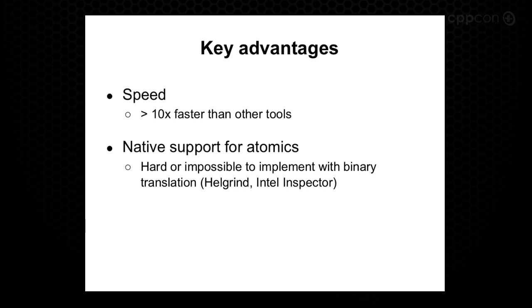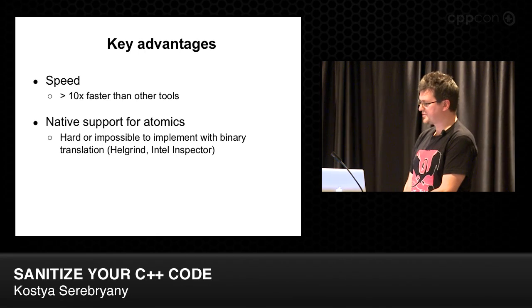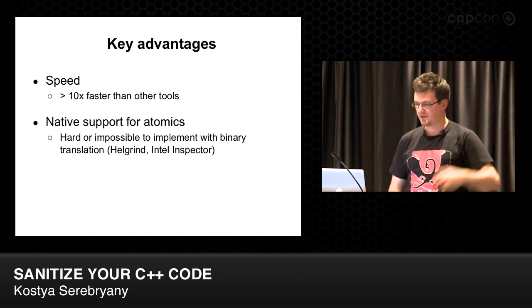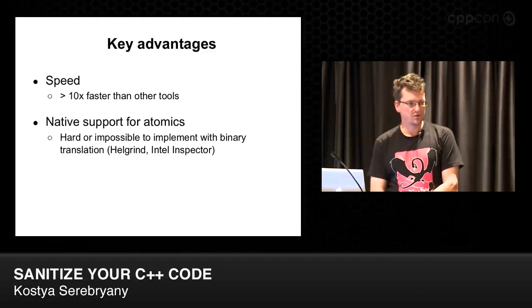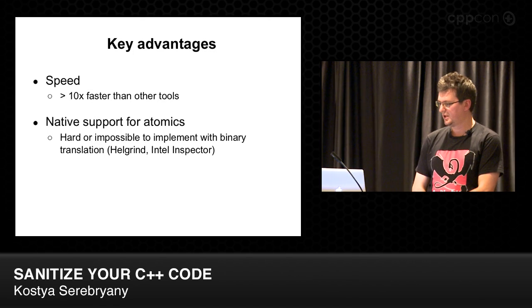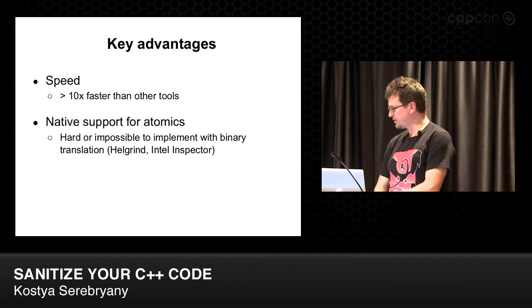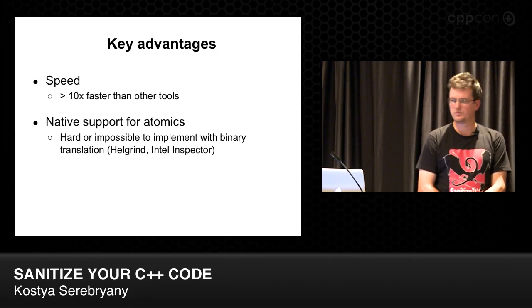So the key advantages. TSan is not the only data race detector available for C++. But as far as we know, it is at least 10 times faster than any other tool. And as Fyodor already asked me, the tool natively supports atomics, which is not true for at least Helgrind and Intel Parallel Inspector, which don't support atomics. So you don't have to do anything special if you have code full of atomics.